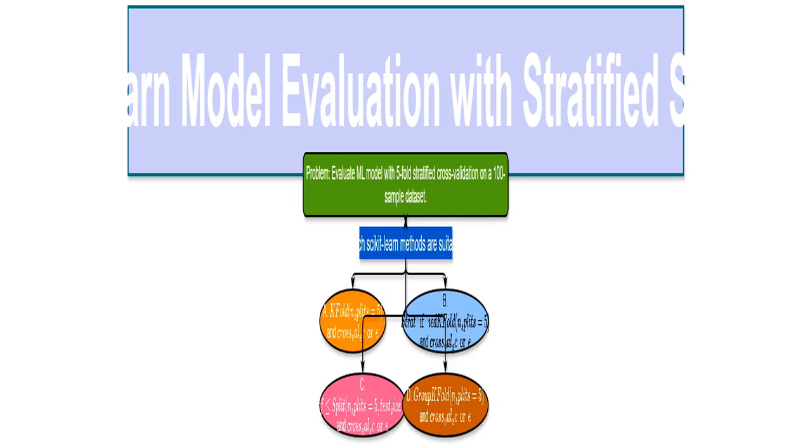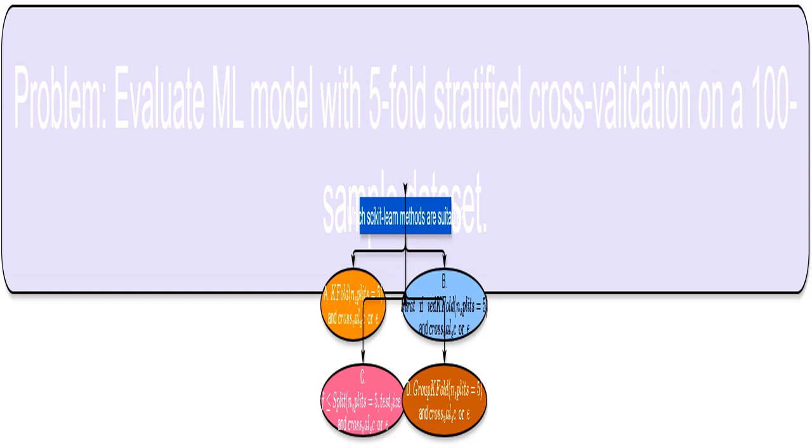This title tells us we'll be learning about using Sklearn, a popular Python library, to check how well a machine learning model performs. The key here is stratified sampling, a technique I'll explain later to make sure our data is fairly represented. The core problem.